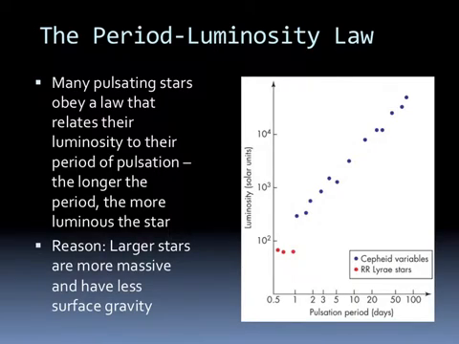Now, many pulsating stars obey a law that relates their luminosity to the period of pulsation. The longer the period, the more luminous the stars. And the reason is larger stars are more massive and have less surface gravity. And so if I look at a graph then of Cepheid variable stars, and I plot all of them, I notice that they lie on this line. This is a logarithmic scale. You really don't need to understand it. Just know then that there's a relationship between the pulsation period and the luminosity.